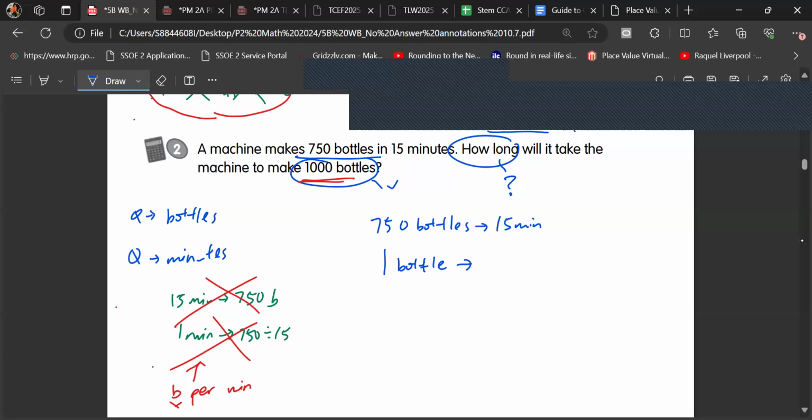$750 bottles in 50 minutes. One bottle takes 25. Can't be, right? 15 minutes can make 750 bottles. One bottle, how long does it take? That's correct.